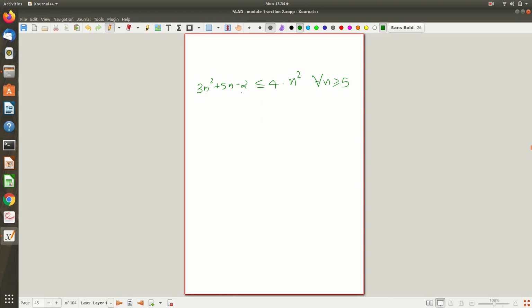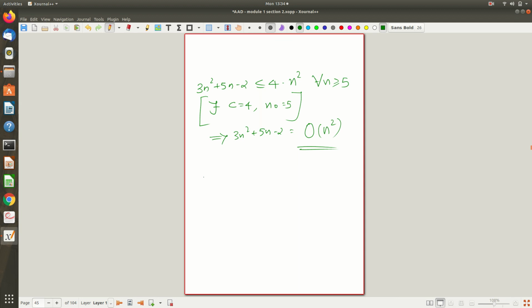So this is enough. With this, there exists c is equal to 4 and n0 is equal to 5, such that this condition is true, right? So I established that relation. That is enough. From that I can say that 3n square plus 5n minus 2 is upper bounded by this n square, because I got it. So there exists a constant c is equal to 4 and n0 is equal to 5.